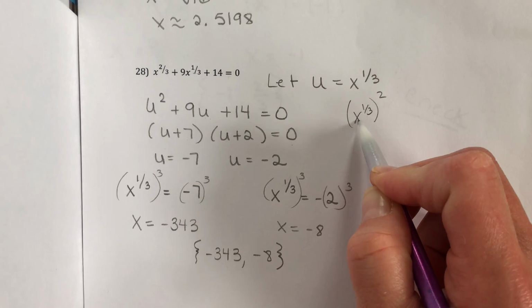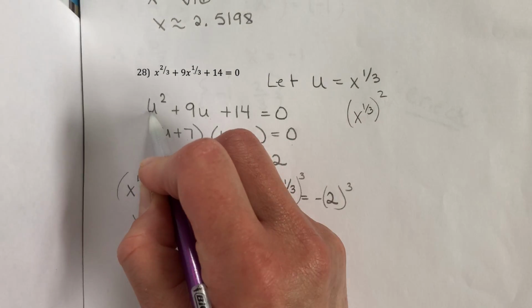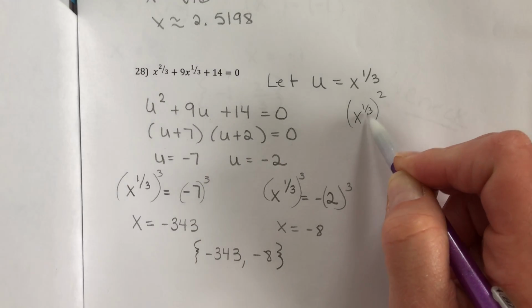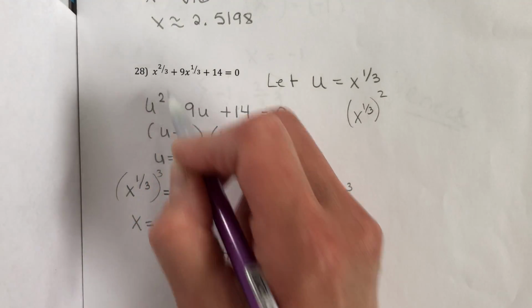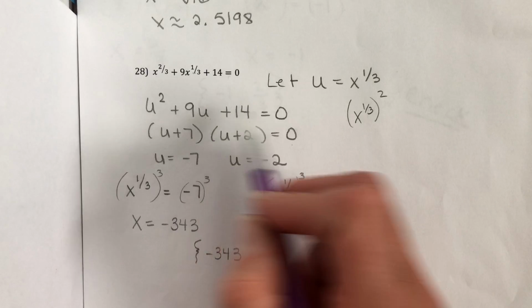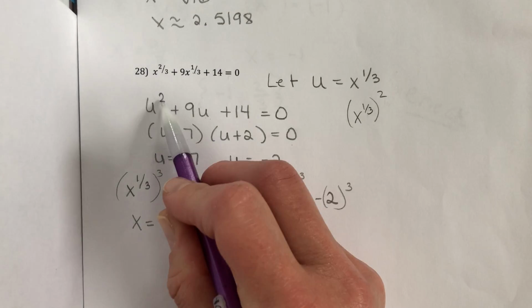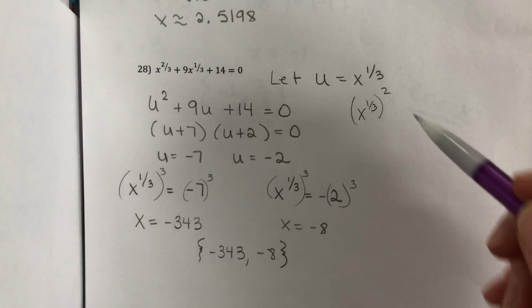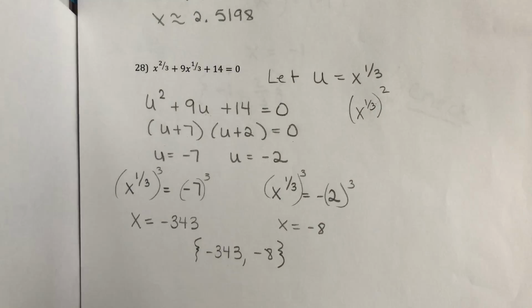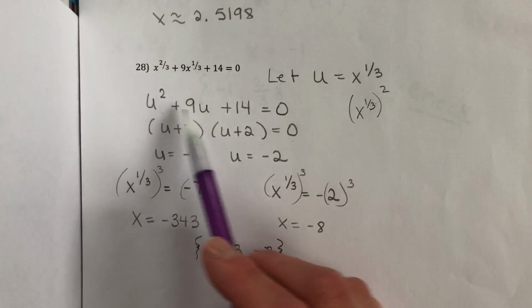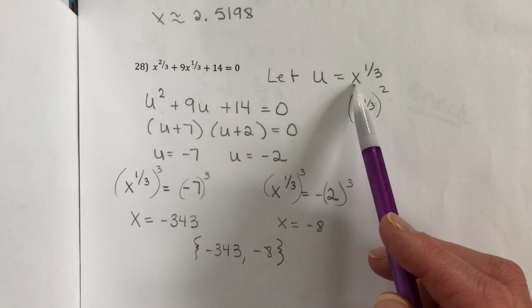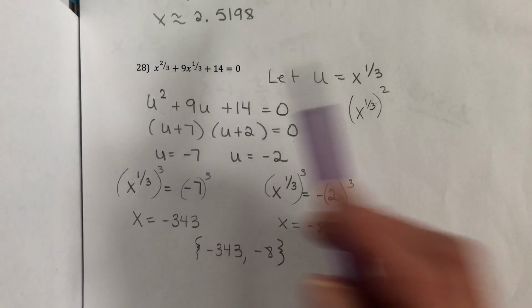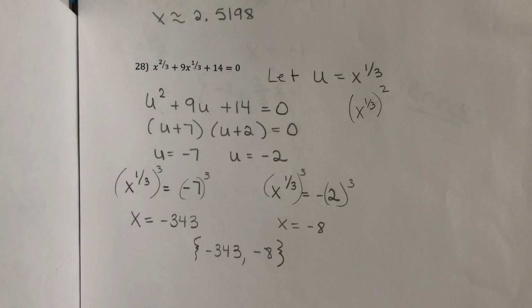So this is u squared. This is the same thing as x to the power of 2/3, because u is x to the power of 1/3, and then I've got my square there. And if I multiply an exponent to an exponent, I would get x to the power of 2/3. So this problem right here, given that u is x to the power of 1/3, is the same as the one above.